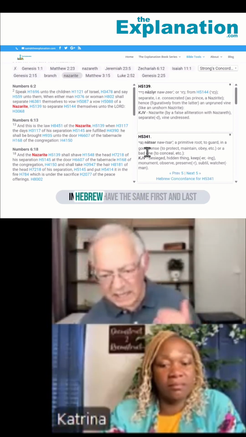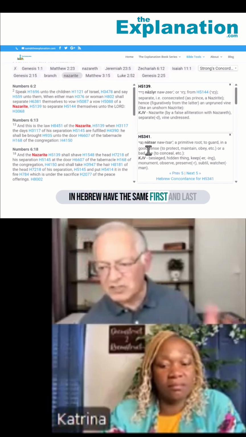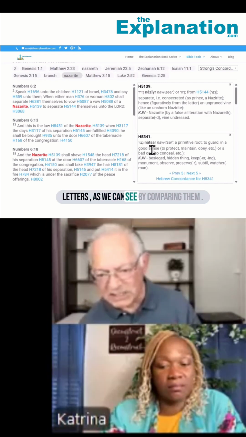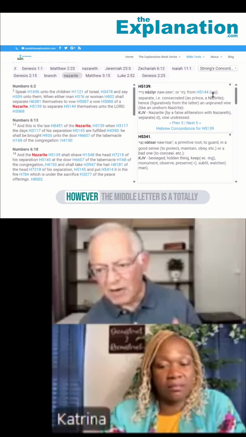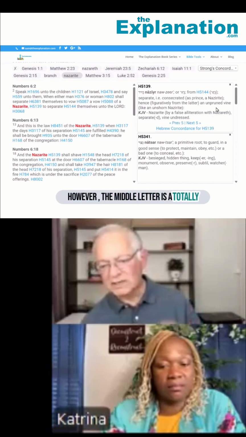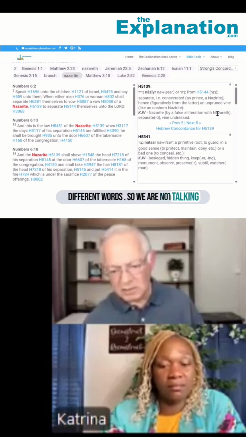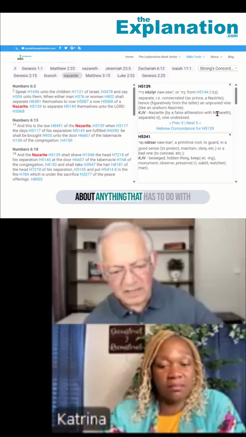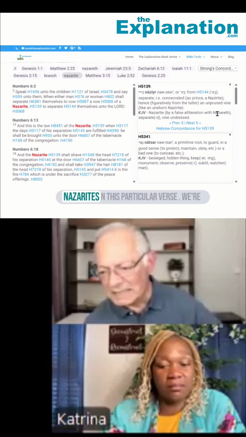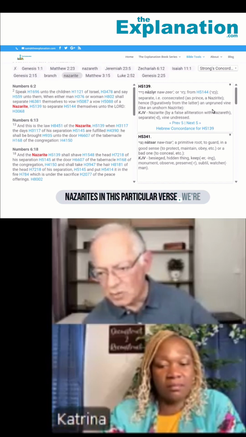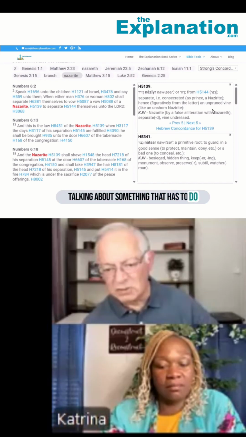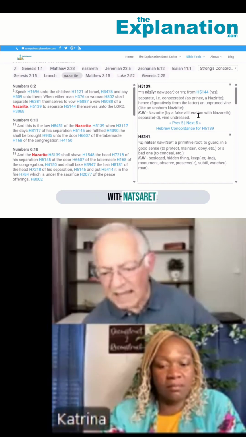These two words in Hebrew have the same first and last letters, as we can see by comparing them. However, the middle letter is a totally different letter, and these are two totally different words. So we are not talking about anything that has to do with Nazarites in this particular verse. We're talking about something that has to do with Nazareth.